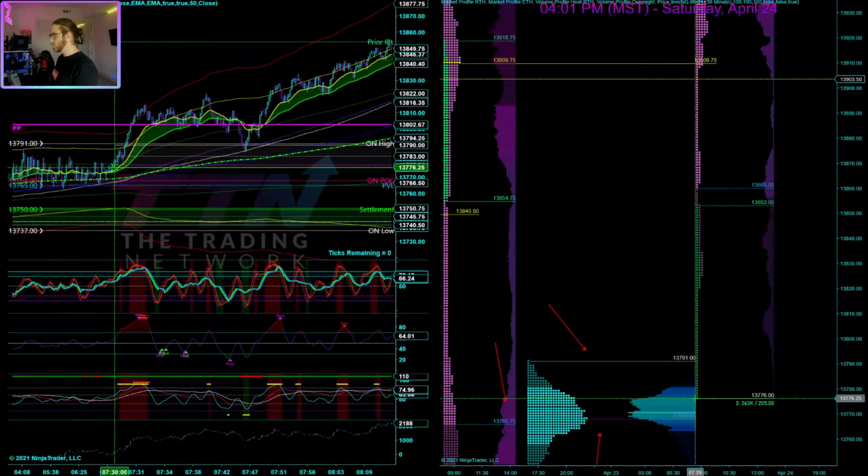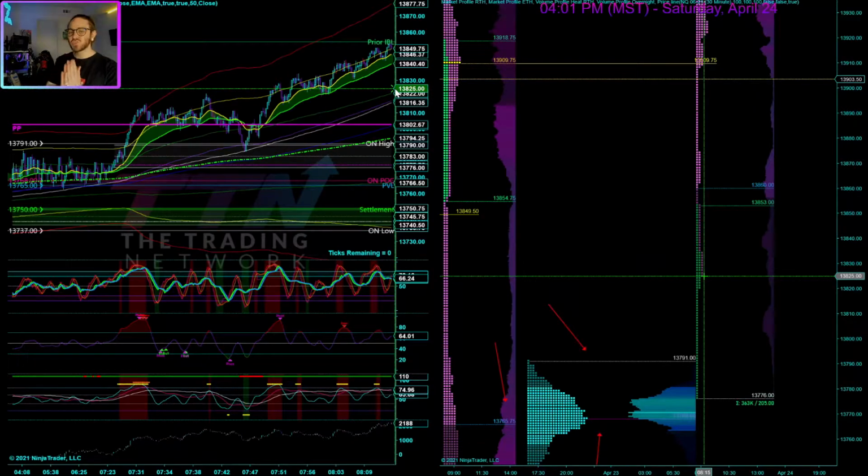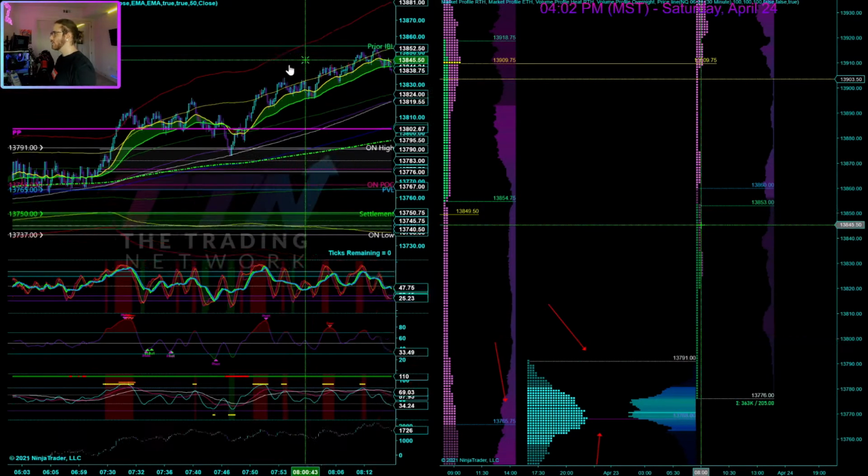So you can see price opened up here, 13,777-ish, and then we drove. And we never came back down and tested below our opening price. That, my friends, by definition, is an open drive. That is the strongest directional conviction profile type that exists, when the market opens up and buyers come in instantly, and we never get downside pressure below the opening price. Very, very strong directional conviction.